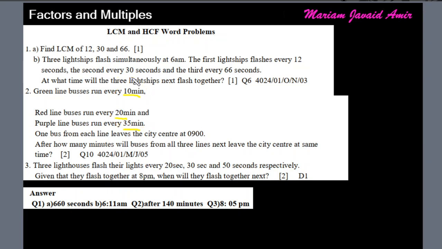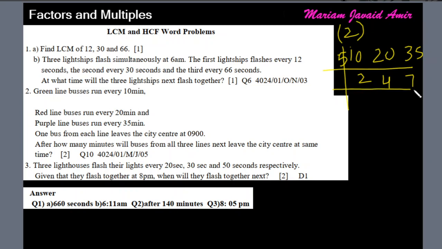So that means this is a question of multiples, lowest common multiple. So we have to find the LCM of 10, 20 and 35. Let's start dividing with 5 first. So 5 2s are, 5 4s are, and 5 7s are. And then let's divide with 2. 1s are, 2s are, 7s are.